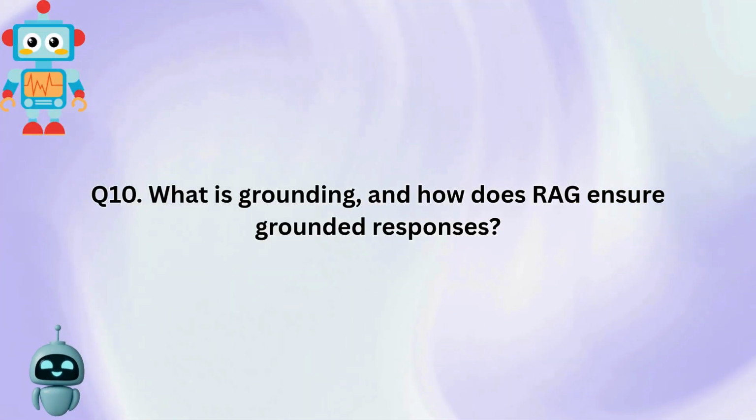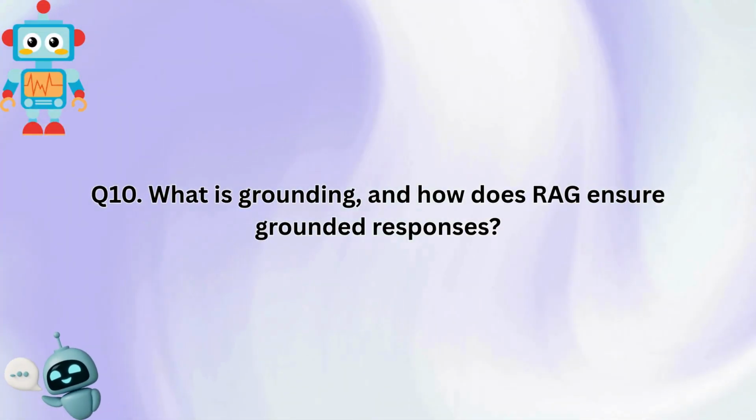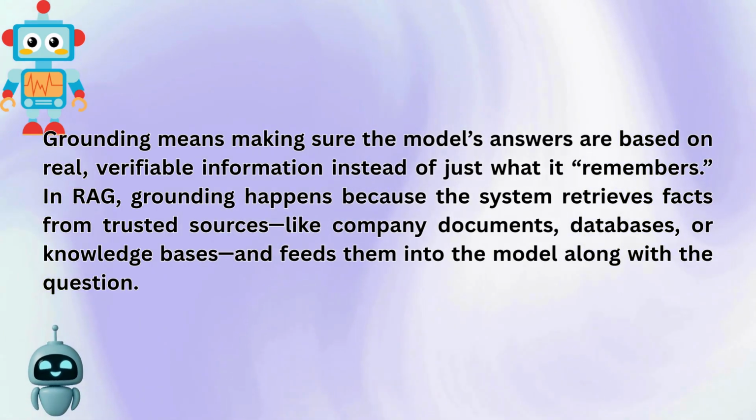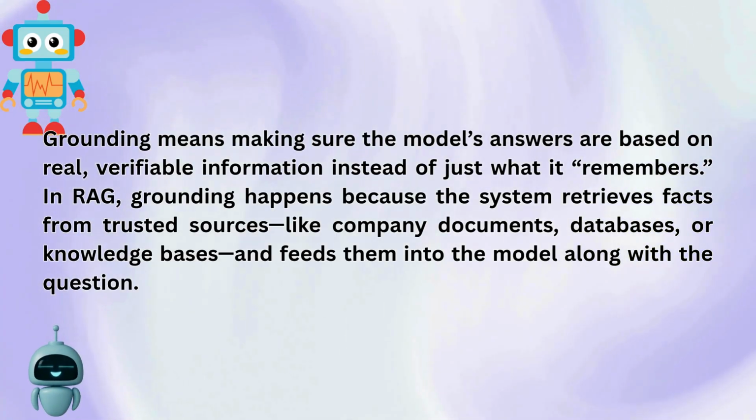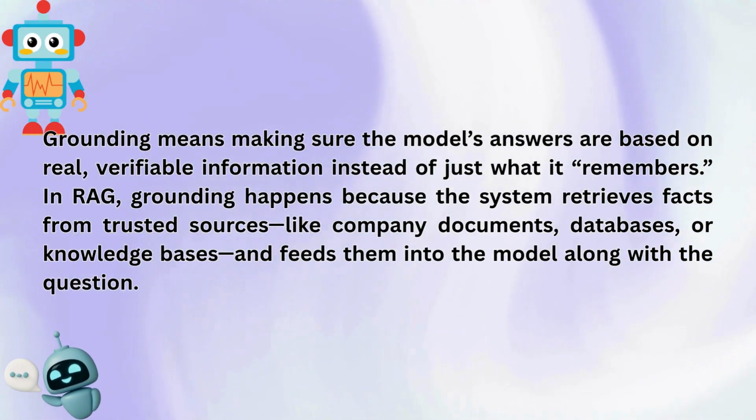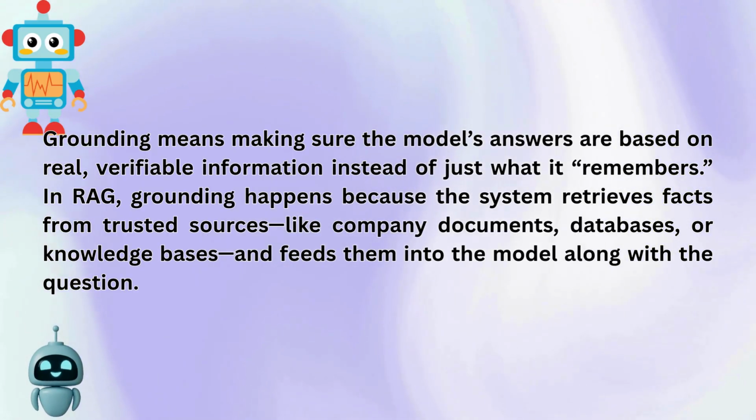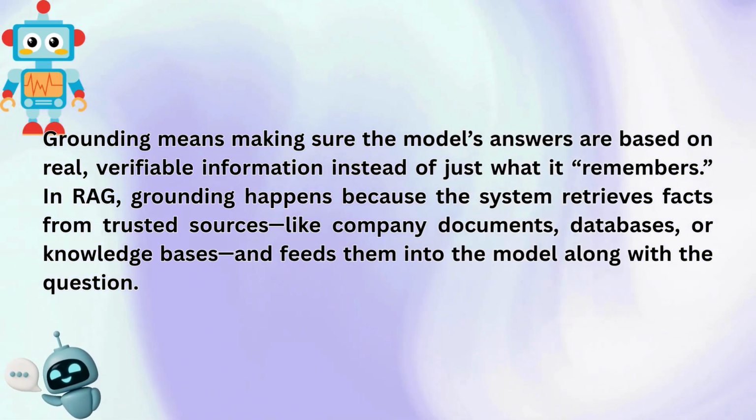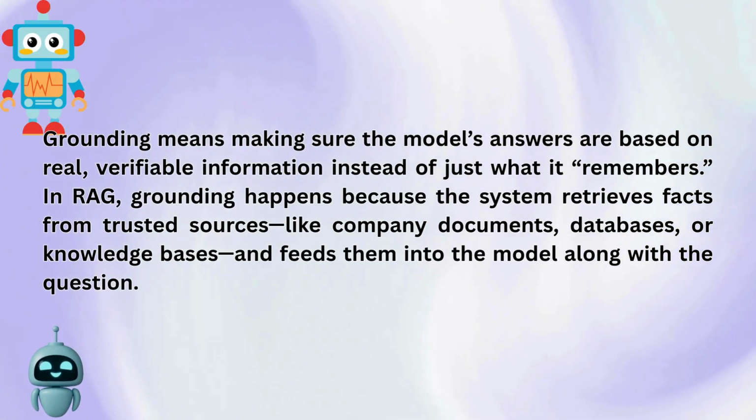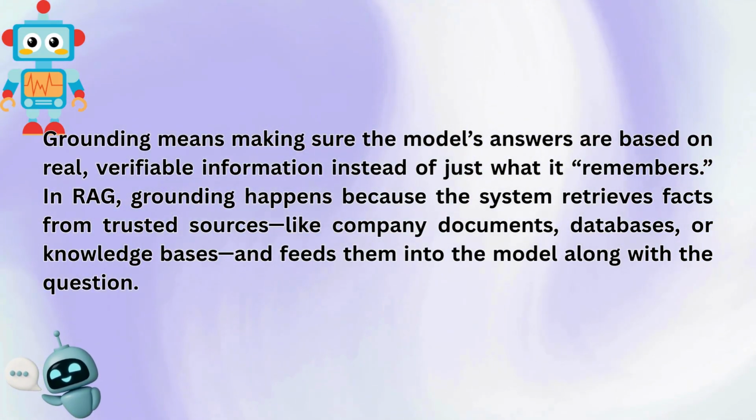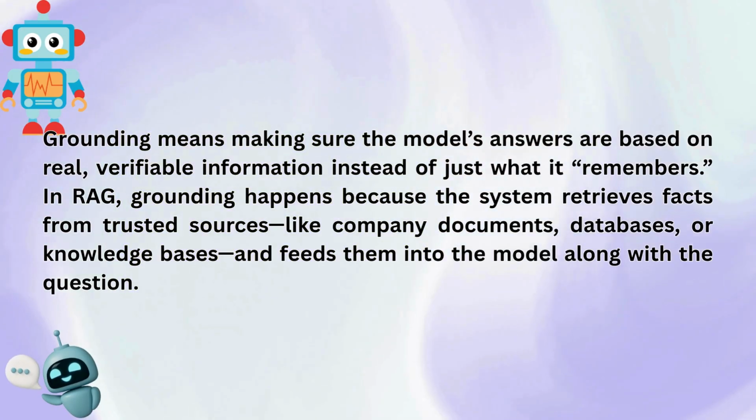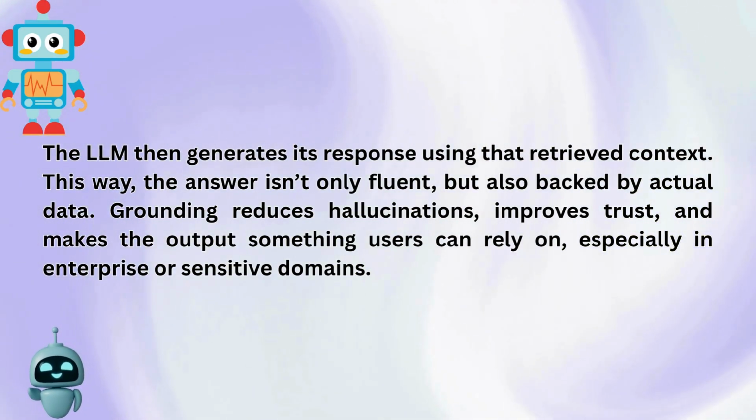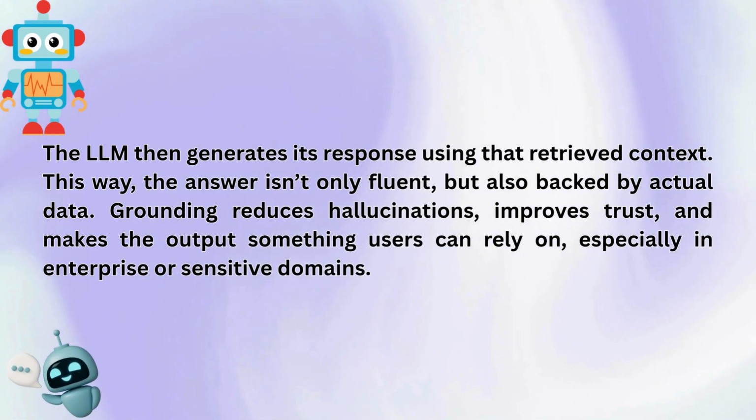What is grounding, and how does RAG ensure grounded responses? Grounding means making sure the model's answers are based on real, verifiable information instead of just what it remembers. In RAG, grounding happens because the system retrieves facts from trusted sources, like company documents, databases, or knowledge bases, and feeds them into the model along with the question. The LLM then generates its response using that retrieved context.